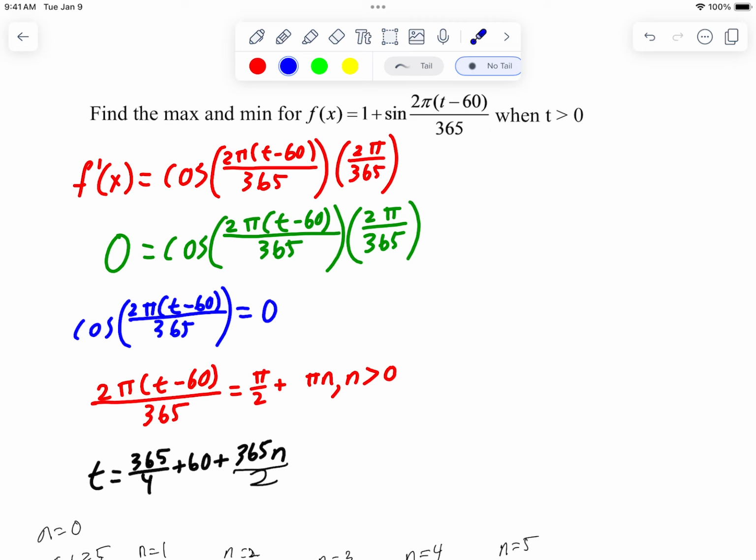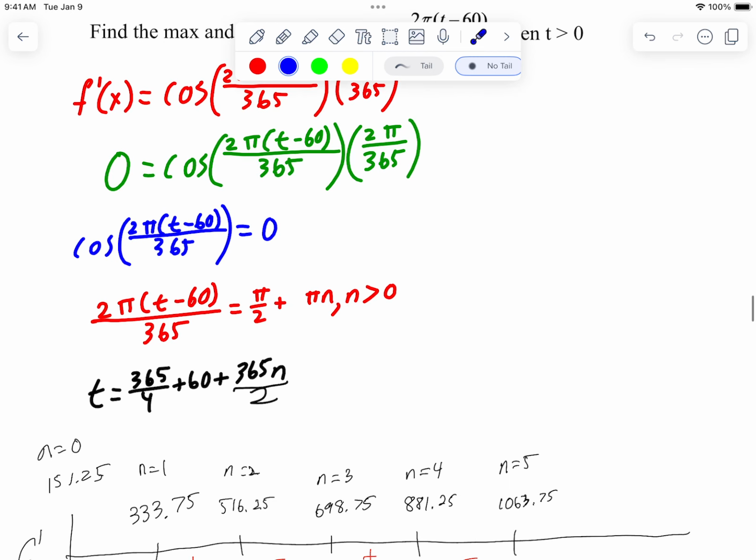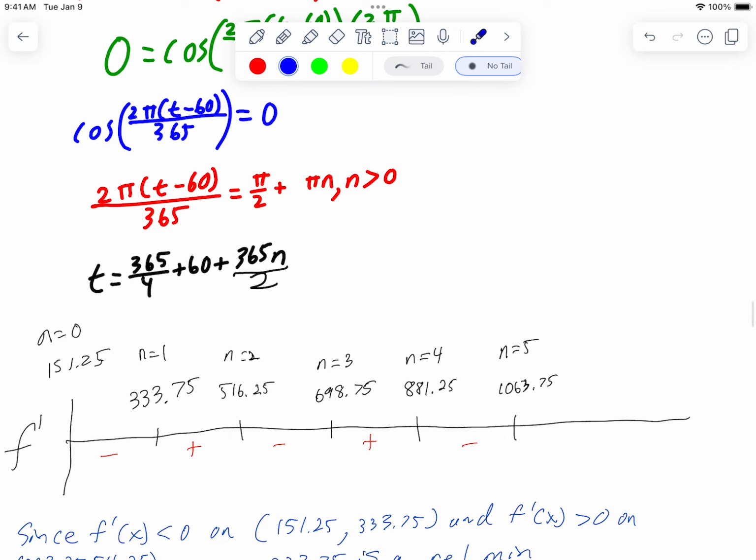Then I want to think about, okay, well, where does cosine equal 0? Cosine is going to equal 0 at every pi halves plus pi n when n is greater than 0. Again, I'm only including this part because we want t to be positive. If we didn't care about t being positive, I don't need n to be positive either. So then I want to solve this for t. And so to do that, I multiplied by 365, divided by 2 pi, and then added 60. So I ended up with t equals 365 over 4 plus 60 plus 365n over 2.